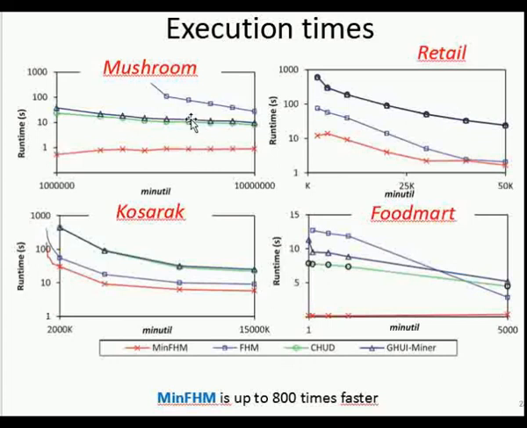And if you look at the other lines with the triangle, this is the generator, and the circle, the close item set. The time, I mean, it is much faster actually if we use this. Okay. So overall, we find that MinFHM is up to about 800 times faster than the other algorithms.